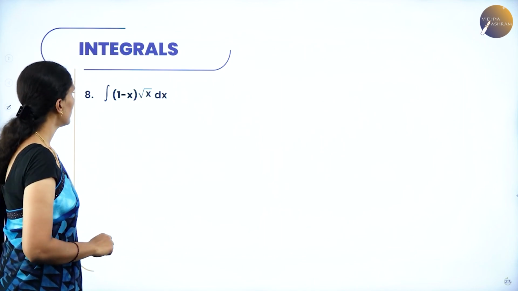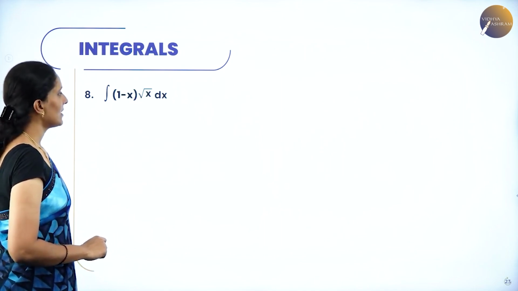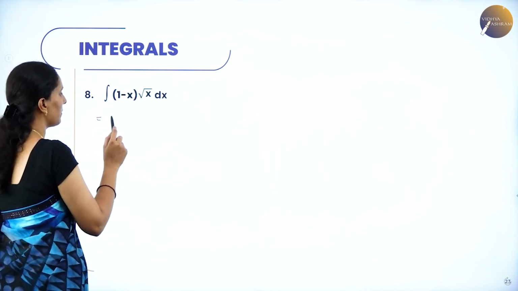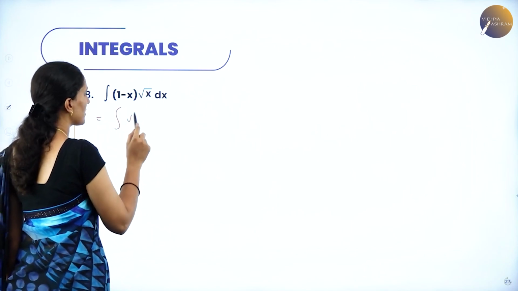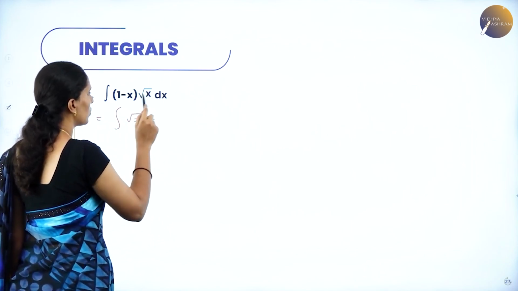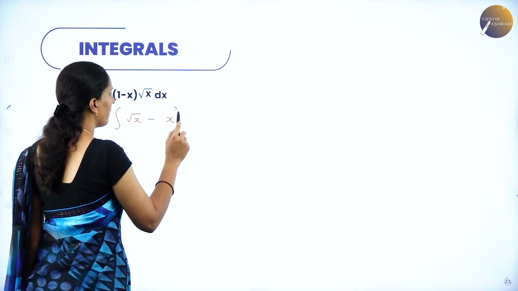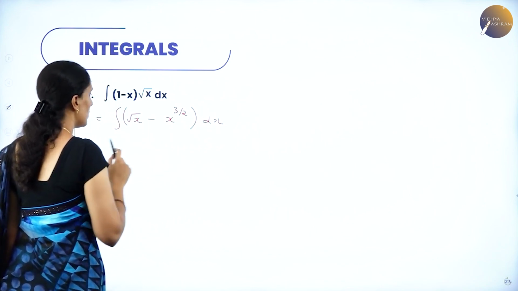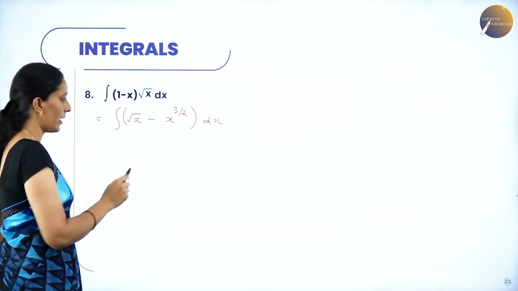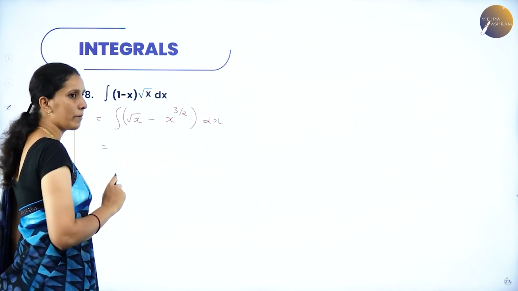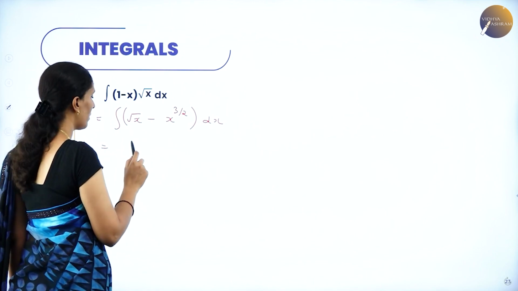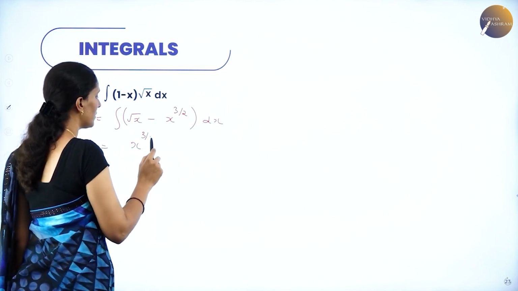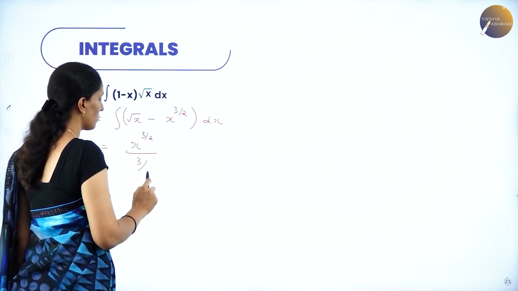Next one, (1 - x) root x dx. Let us multiply. Root x minus x root x becomes x^(3/2) dx. So root x is nothing but x to the power 1/2. So x to the power 1/2 plus 1, divided by 1/2 plus 1, which becomes x to the power 3/2 by 3/2.